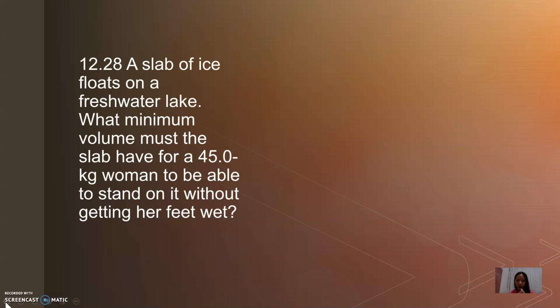Problem 12.28. A slab of ice floats on a freshwater lake. What minimum volume must the slab have for a 45 kilogram woman to be able to stand on it without getting her feet wet? You're given the mass of the woman, 45 kilograms, or her weight, 45 times gravity. The density of the ice is equal to 920 kilograms per cubic meter, and the density of the water is 1,000 kilograms per cubic meter.